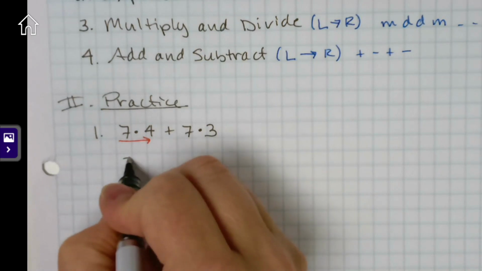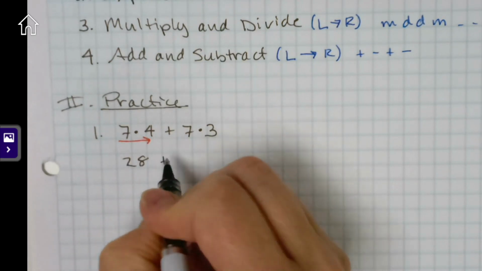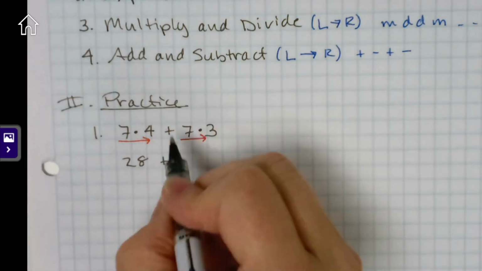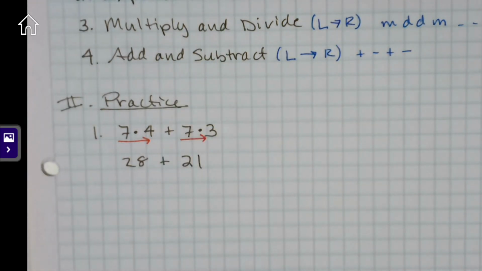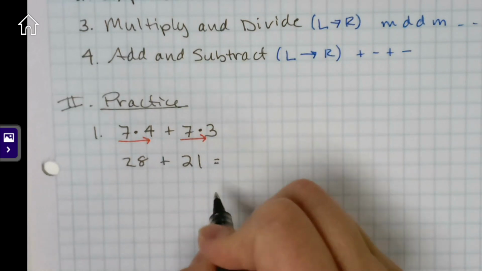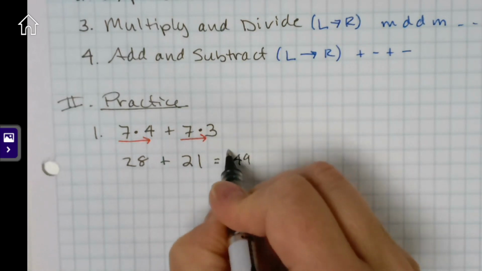7 times 4 is 28. You do nothing with the plus. You keep going right. You do 7 times 3, which is 21. So I've done all the multiplying and dividing from left to right. Now I start over, add, subtract. There's only one thing left to do. 28 plus 21 is 49.